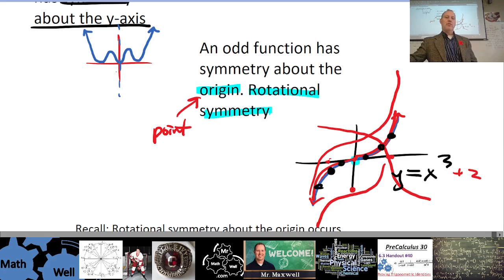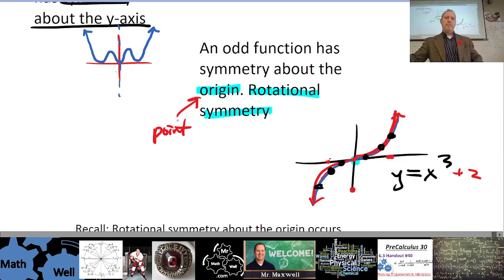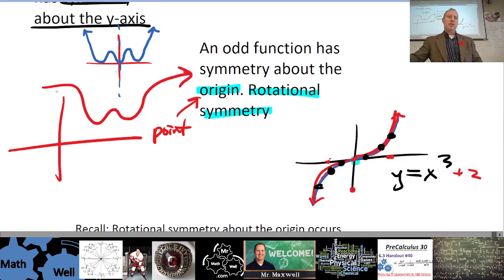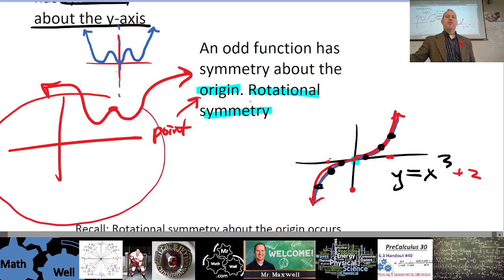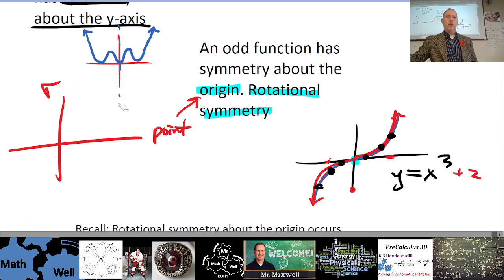It will map onto itself at least once before you get a full rotation, because everything maps onto itself after one complete rotation about the origin. I don't know what I said a few minutes ago, but anything will map onto itself after a full turn. It's tough to draw, but if you had some crazy function like this and spun it all the way around, it will map onto itself. So it has to map onto itself before one complete rotation.